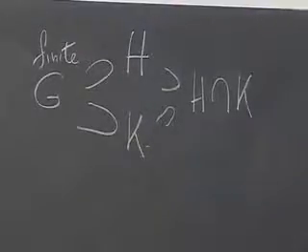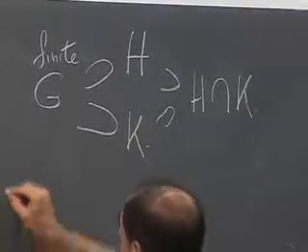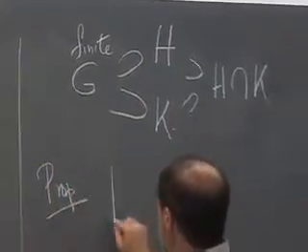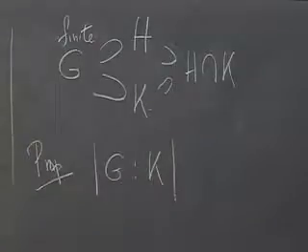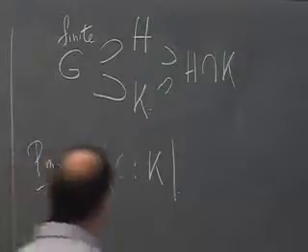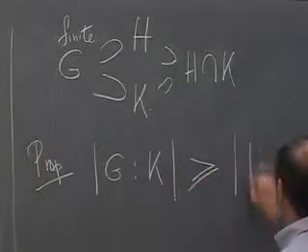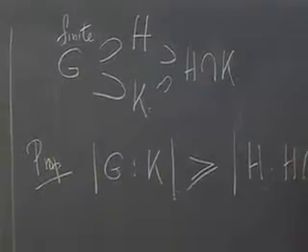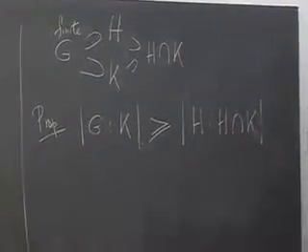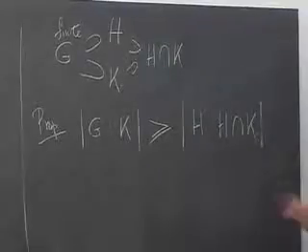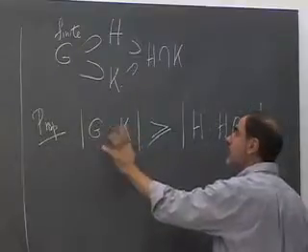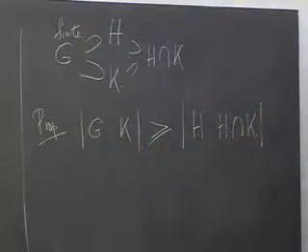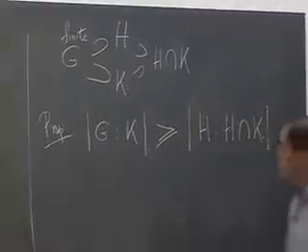Okay? So I'm going to prove for you, then, a proposition: the index of K in G is greater than or equal to the index of H intersect K in H, for any subgroups H and K. So we view H intersect K as a subgroup of H and K as a subgroup of G. This index is always greater than or equal to that index. Okay, proof.